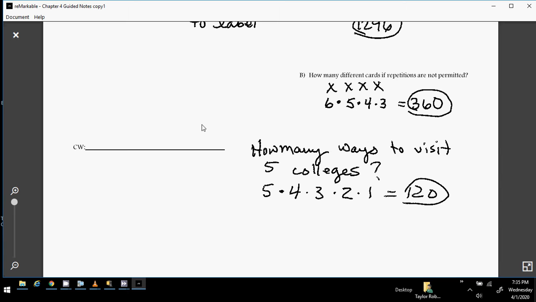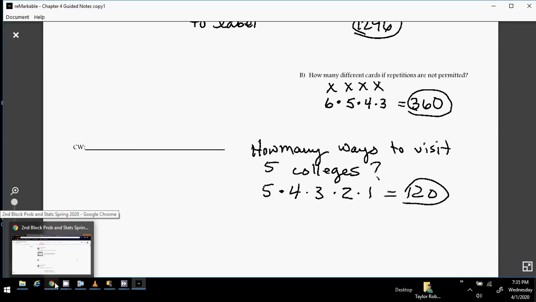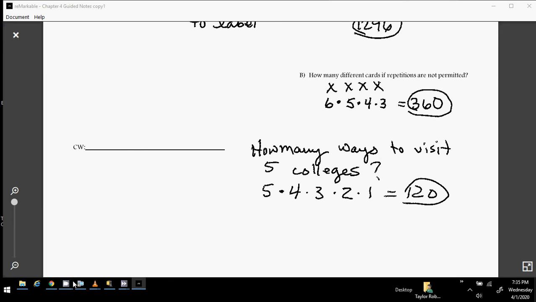Okay, so that's what it wants to do. So it's like arranging stuff on the shelf. That's the way it would be done. Picking bands and comics to go in a lineup, this is the way it would be done. So be very, very careful when you're doing these repeats and not repeats problems.